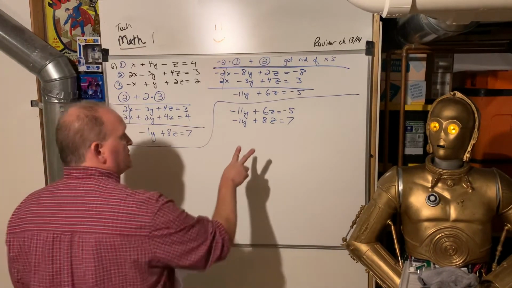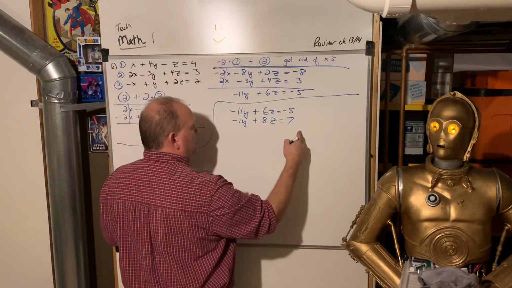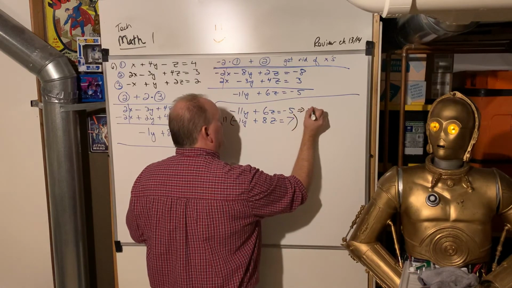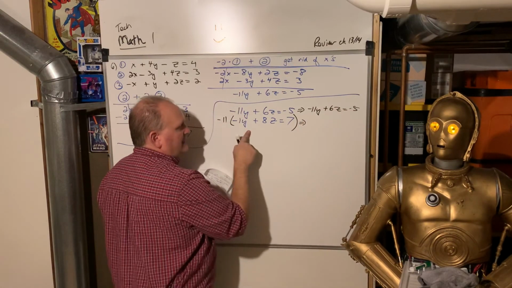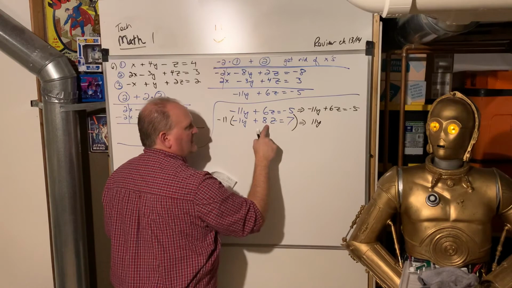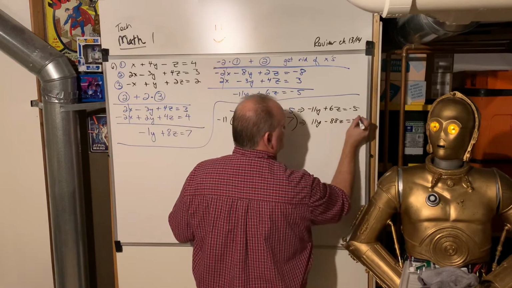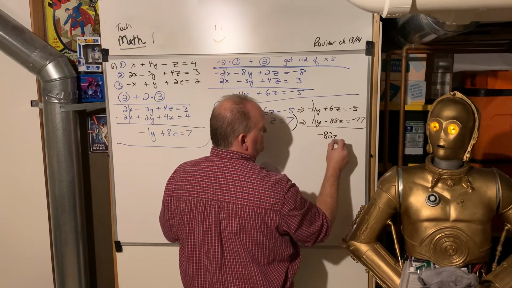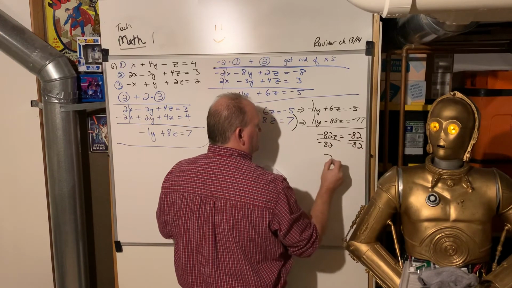Now it looks like the problem I just did before, just like number 5, where I've got two variables, right? And I want to do the same thing. This time I'm going to multiply the bottom by negative 11. So I'm going to leave this one alone. Negative 11y plus 6z equals negative 5. But this one I'm going to multiply by negative 11. And look what's going to happen. Negative 11 times negative 1 is positive 11y. Negative 11 times 8z is negative 88z. And negative 11 times 7 is negative 77. I add straight down, the y's die. Oof, I get negative 82z equals negative 82. I divide by negative 82, and z is equal to 1.